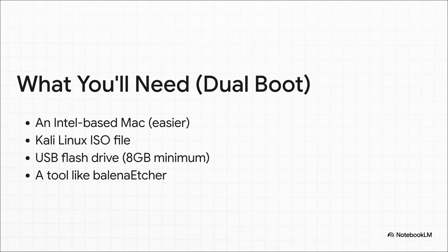All right, with that very serious warning out of the way, here's what you'll need for this route. You'll need that Kali ISO again, of course. You'll need a USB flash drive, at least 8 gigs, and you'll need a great little tool called Balena Etcher, which gets that USB drive ready. And a quick heads up, this whole process is a lot more straightforward on the older Intel-based Macs. We'll talk about Apple's Silicon Macs in just a minute.